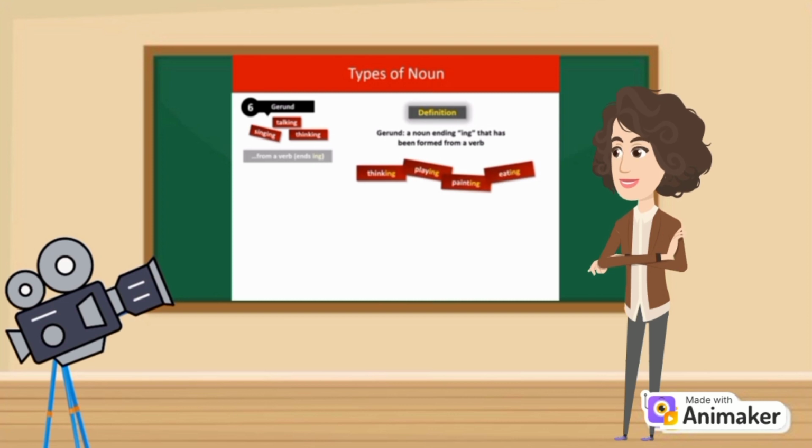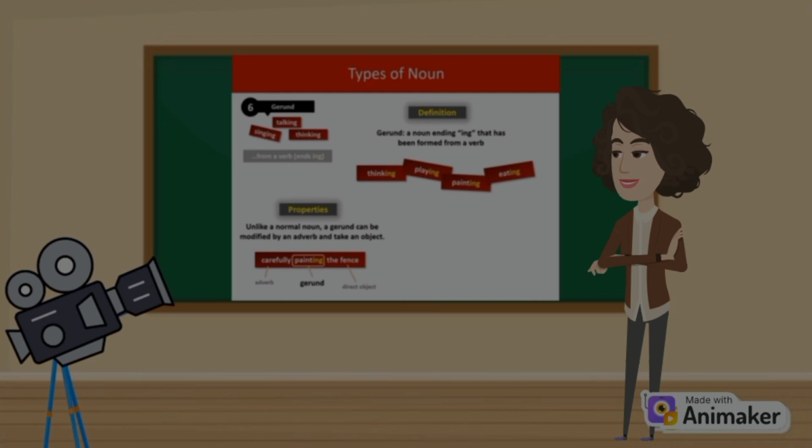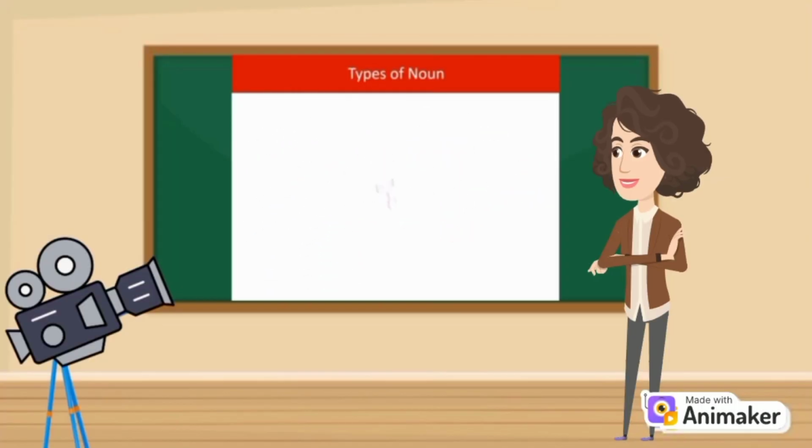Let's look at some of the properties of a gerund. So unlike a normal noun, a gerund can be modified by an adverb and take an object. Look at this little phrase. Carefully painting the fence. Painting is our gerund, but it has been modified by an adverb, and it has taken a direct object. Painting what? Painting the fence. That makes it a direct object. So gerunds retain some of their verb-like properties, but they are nouns. That's enough about gerunds. We're going to talk a little bit more about gerunds under verbal noun, which is number 9. But for now, we're on number 7.